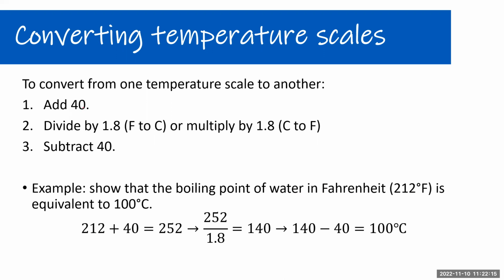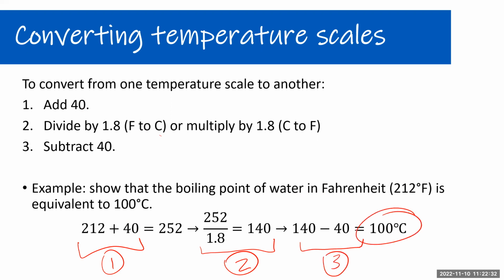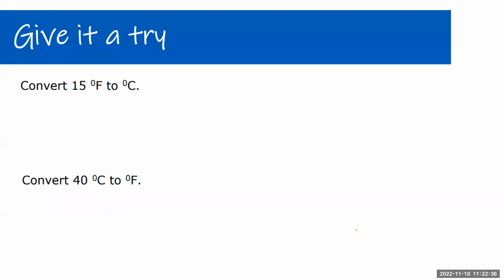212 plus 40, we add that 40. This is step one. And then we're going to divide it by 1.8 since we're going from Fahrenheit to Celsius, okay? That's step two. And then we're going to subtract 40 again, which is step three, to get our final answer of 100. Okay? Give it a try. Pause here, follow along, whatever you need to do.